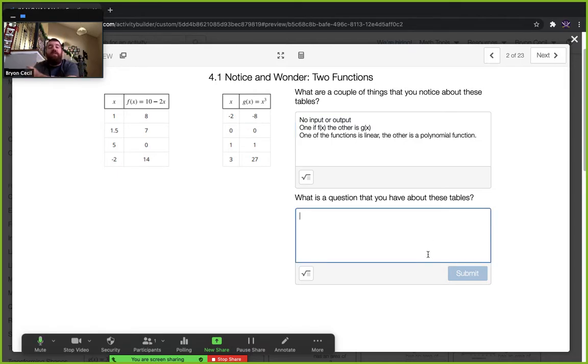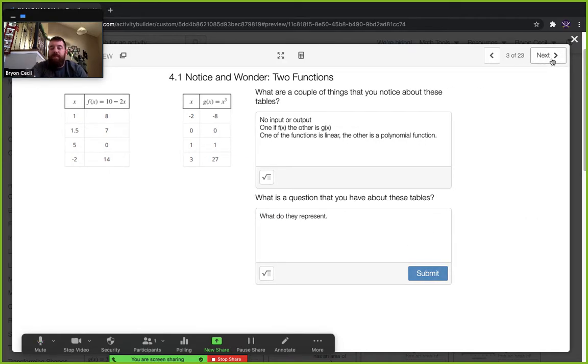What questions do you have about the graph? Maybe what do they represent? That's about it that I have, but you guys might have some, looking at them for the first time.